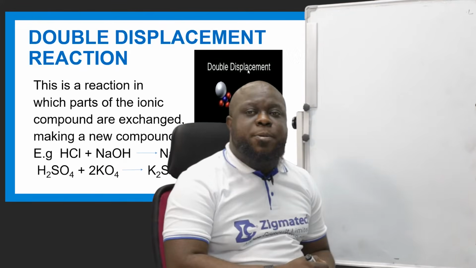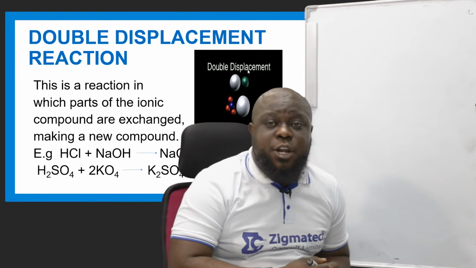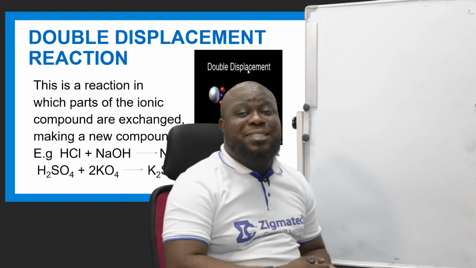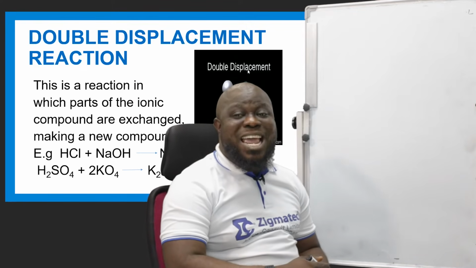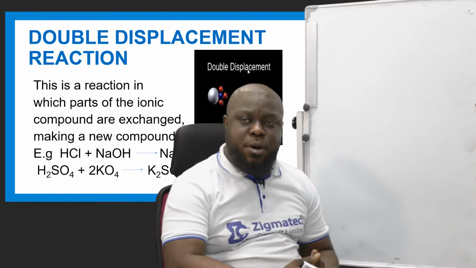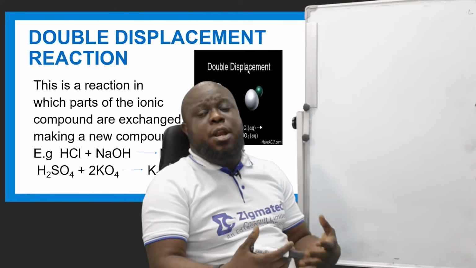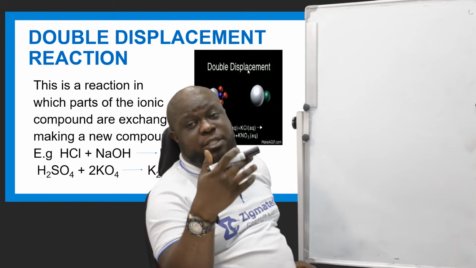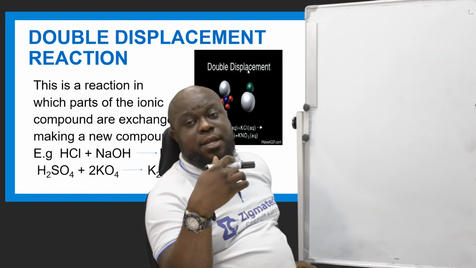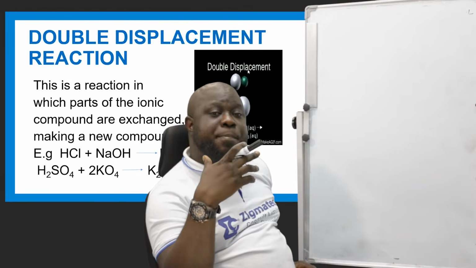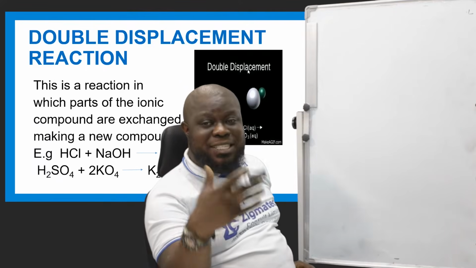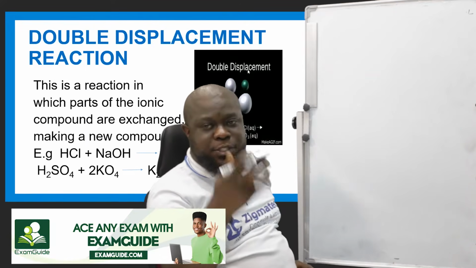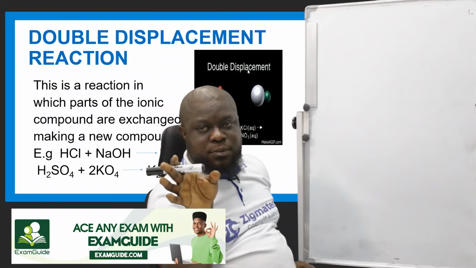Okay, they said double displacement reaction. This is a reaction in which parts of the ionic compounds are exchanged, making a new compound. In essence, they say the ionic compounds. Now, these particular compounds have charges. In essence, the positive will react with the negative, and the negative will react with the positive in this compound.